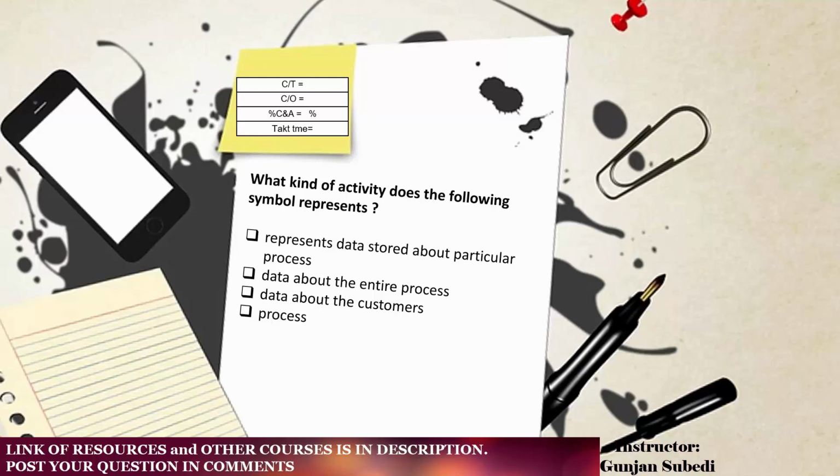What kind of activity does the following symbol on the top represent? The right answer for this question is, it represents the process data box. The process data box is located just below the process symbols.